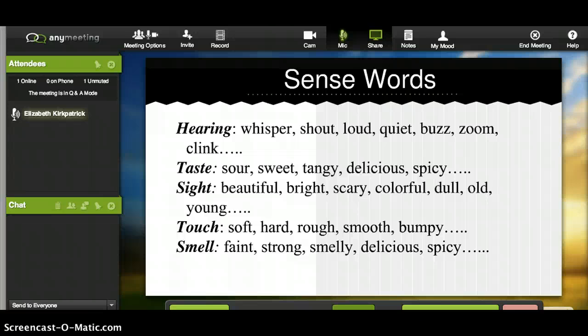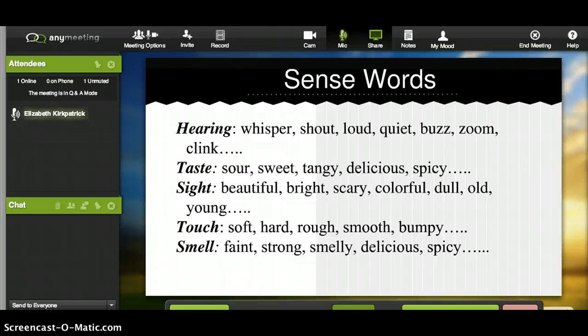So can someone read to me hearing words? Very good. Someone else, can you read the taste words for me, please? Good. Now, someone else, please read the sight words. Okay. Touch and smell.